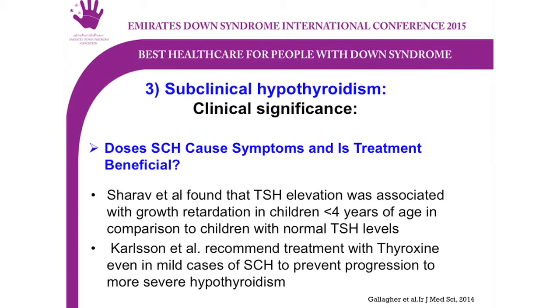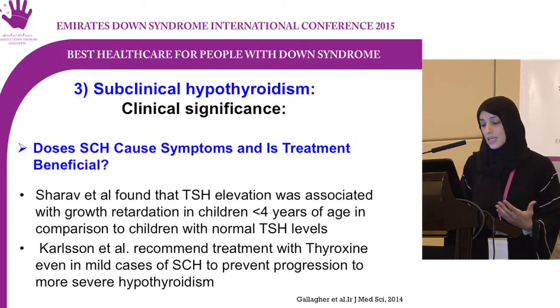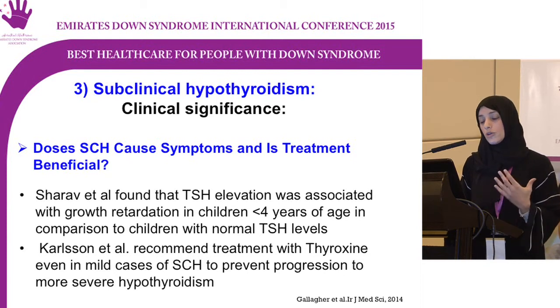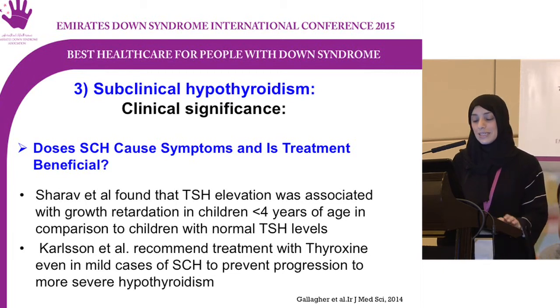So does subclinical hypothyroidism really cause symptoms, and is treatment really beneficial? One study has shown that kids less than 4 years of age with an elevated TSH will have deceleration of their linear growth. Another researcher has recommended that it's better to put the patient on treatment, even in mild cases, to prevent progression to overt hypothyroidism. But now we have more data on this. With close observation and monitoring, I think starting a treatment as a trial is not really indicated.